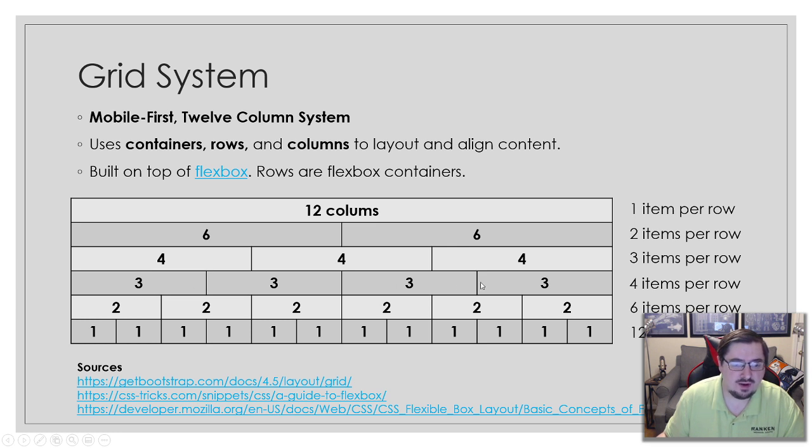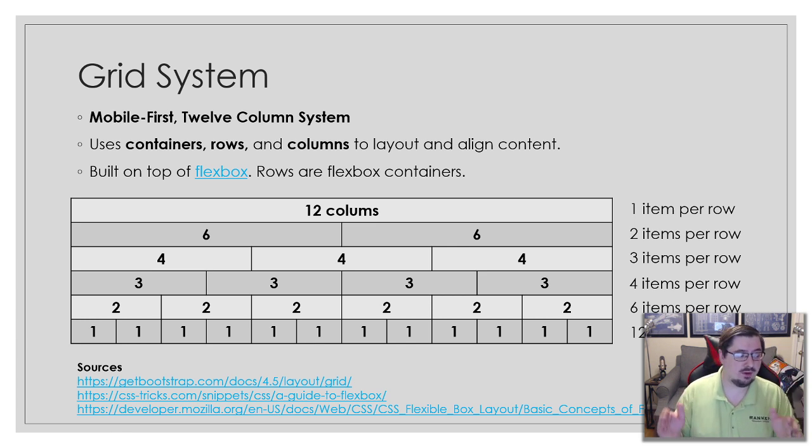If I want to divide it into 4, right? So here I've got 3 columns. Okay, so a 3 column width gives me 4 items. If I make each thing 2 columns wide, then I can get 6 things on that same row. And if I make it 1 column wide, then I can get 12 things on that row.